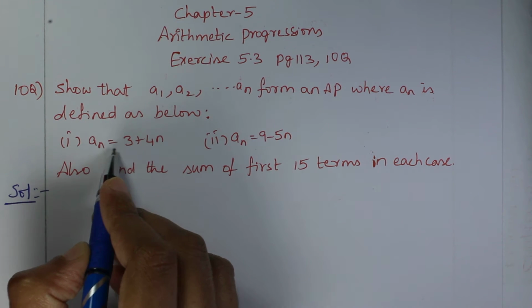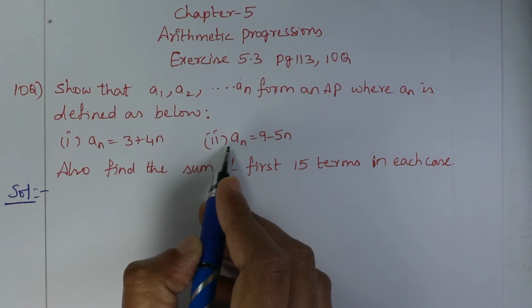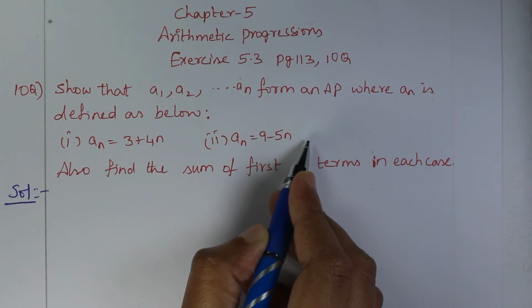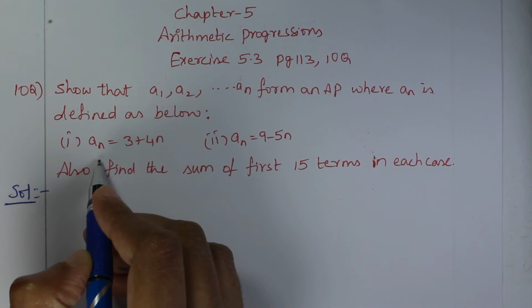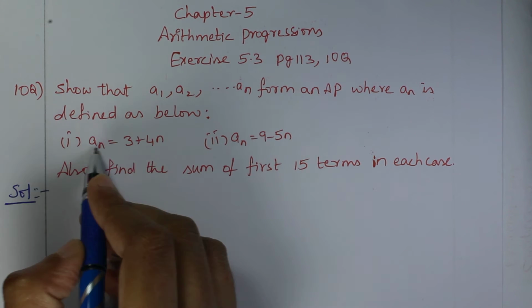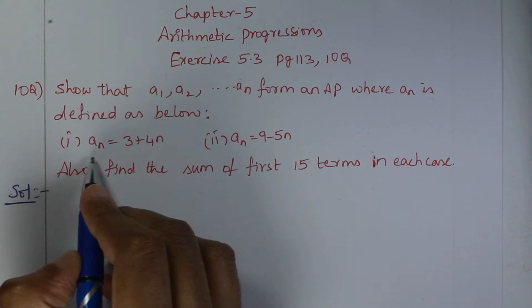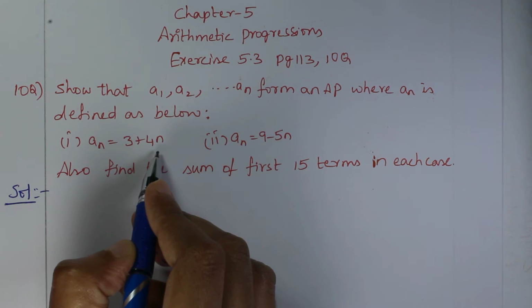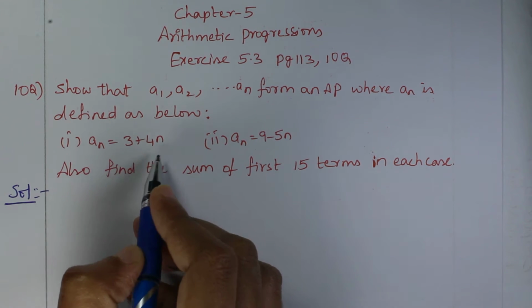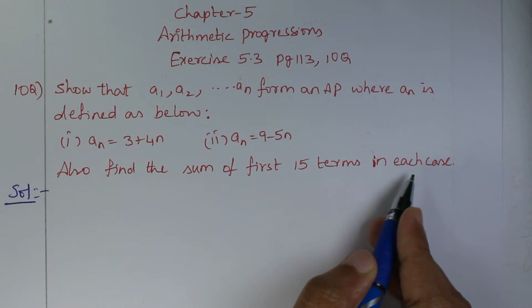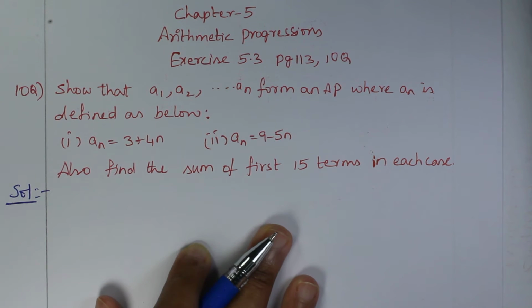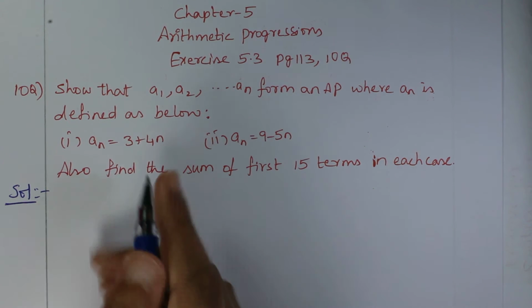The first is an is equal to 3 plus 4n, and the second is an is equal to 9 minus 5n. So we have to find out whether this series forms an arithmetic progression. If it does, we have to find the sum of the first 15 terms in each case. So let's take the first part.